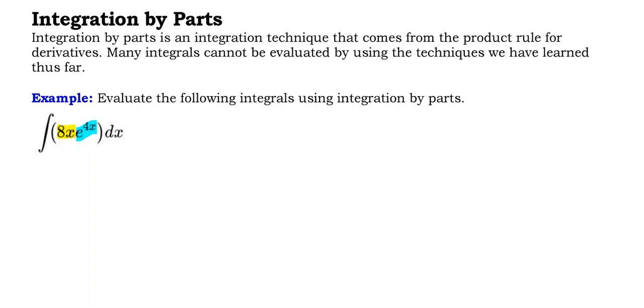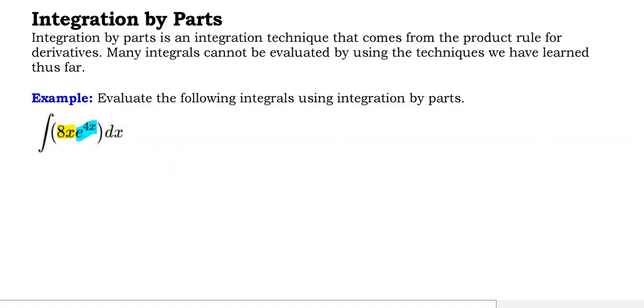And the 8x is algebraic. It's such as some power of x. And the e to the 4x is exponential. So in this video, we're going to be looking at products that have an exponential part and an algebraic part. And so here's how we want to go about doing this.